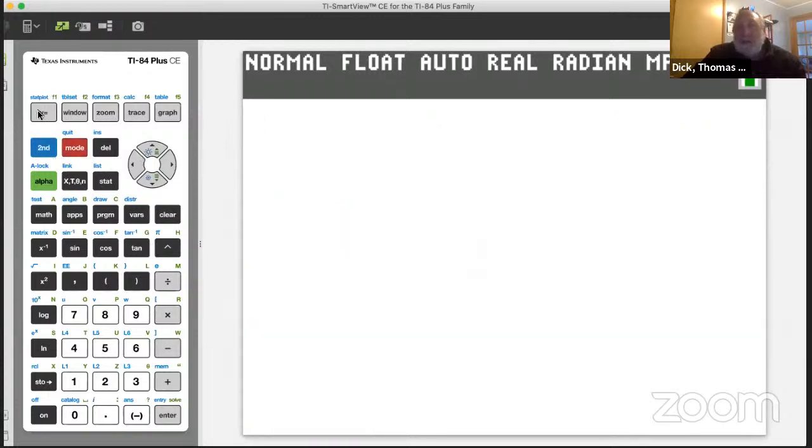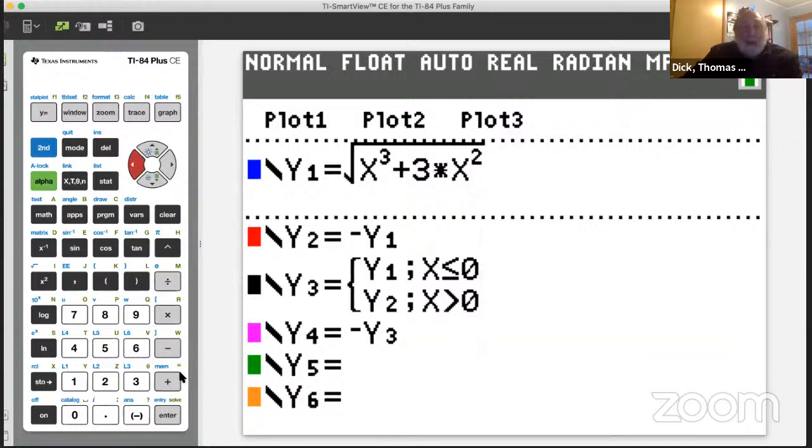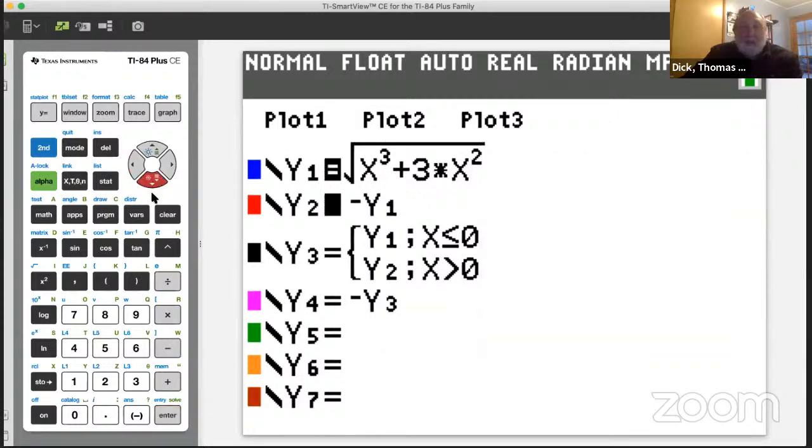So I'm going to look at the TI-84 and the y equals menu. What I've done is, this is that, I don't know how you pronounce it, Schuhausen curve. It was y squared equals x cubed plus 3x squared. And so what I've done here is actually taken the square root of both sides. So I've got y1 equal to the positive square root of x cubed plus 3x squared, and y2 is the negative of that. So it'd be the negative square root. And I'll go ahead and select those two graphs.